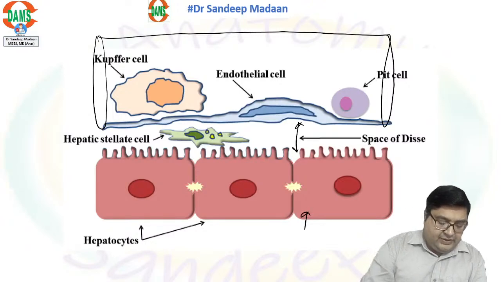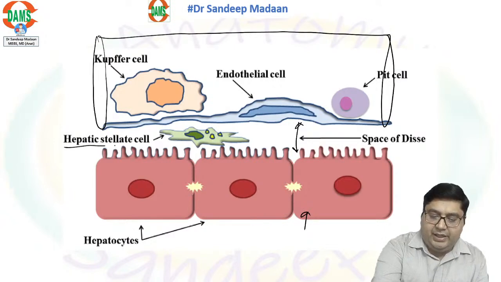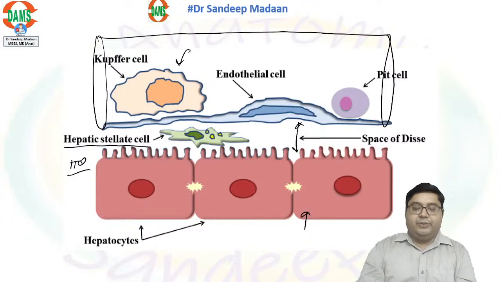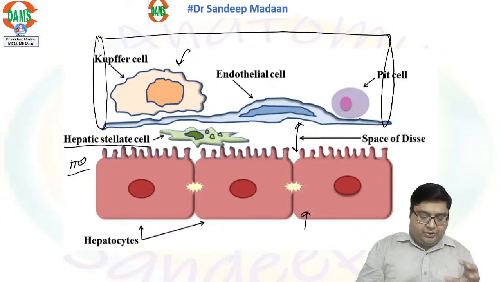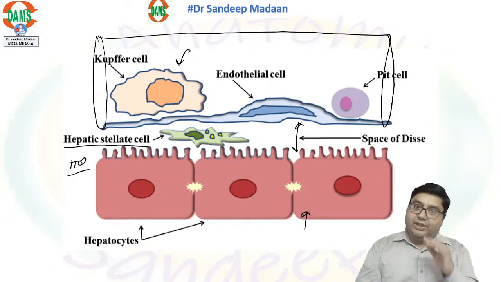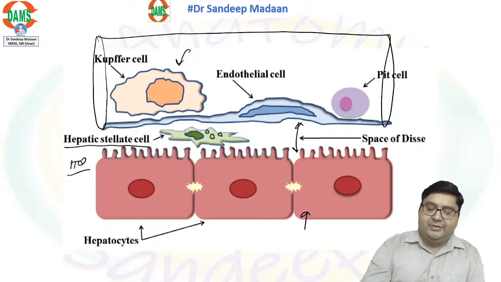And what will be seen here is the hepatic stellate cell, that is the Ito cells. But what will not be seen here is the Kupffer cell. Kupffer cells are present in the sinusoid. So we can say they patrol along the space of Disse, not in the space of Disse. I hope this part is clear to you now.